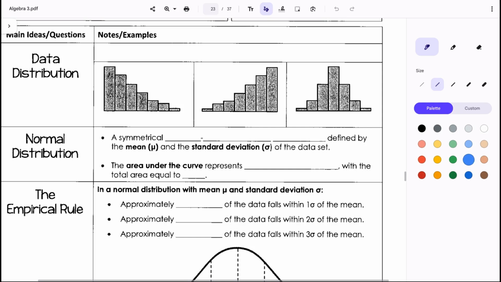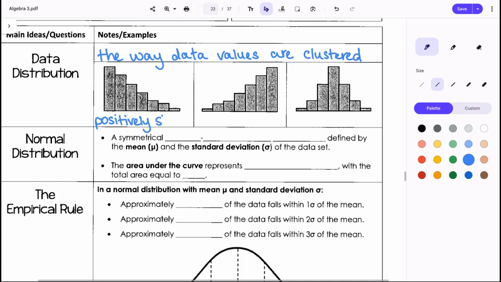So what data distribution really means is just the way data values are clustered. So you can see there's 3 different options for this. The first one is when most of the data is clustered to the far left of your graph. That's considered to be positively skewed. If the data then shifts and most of it's facing the right side, that would mean that it's negatively skewed. And then that last one, this is what they would consider to be normal.